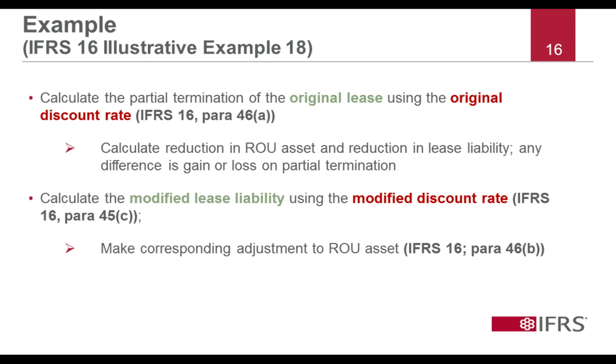This modified lease liability effectively includes the increase in scope relating to the new space that the lessee will have the right to use. The lessee calculates the lease liability and corresponding adjustment to the right-of-use assets using the modified rates, i.e. the rate that applies at the effective date of the modification.